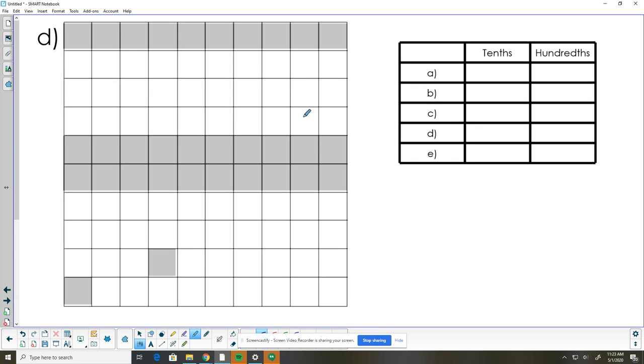Does it matter if my shaded in squares are moved all over the place? No. 10, 20, 30, 31, 32. I have 32 hundredths shaded in. I have 3 complete rows and 2 hundredths. As a decimal, I have decimal 0.32. As a fraction, I have 32 hundredths.